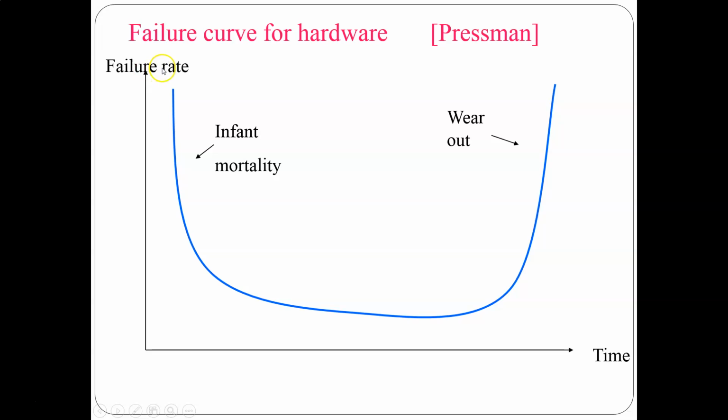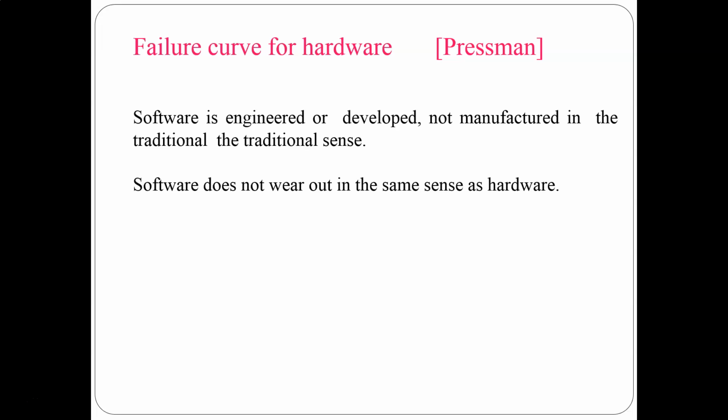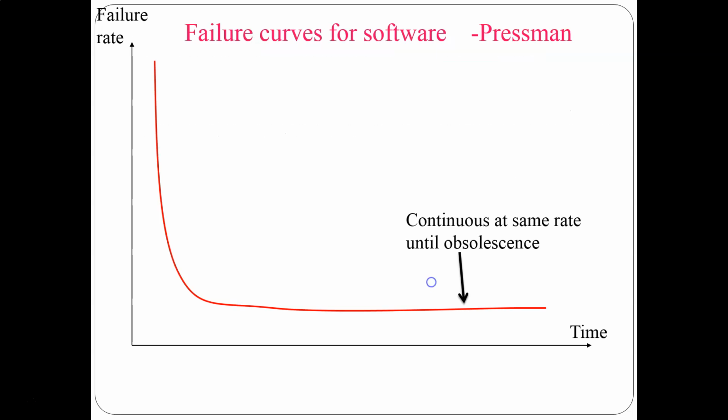Here you can see the failure rate has decreased, and finally your hardware wears out. You are not using the hardware anymore, because there are more errors and you want to leave it. Software is engineered or developed, not manufactured in the traditional sense. So the software does not wear out. You can modify and reuse the software.